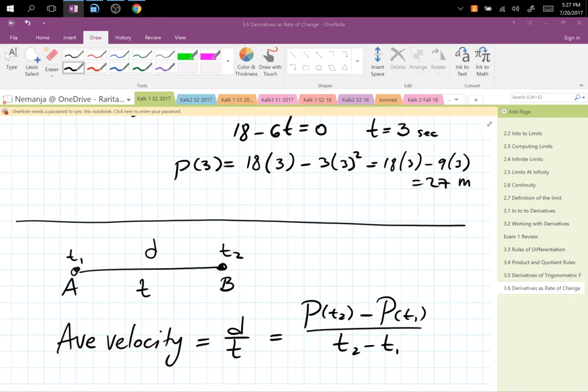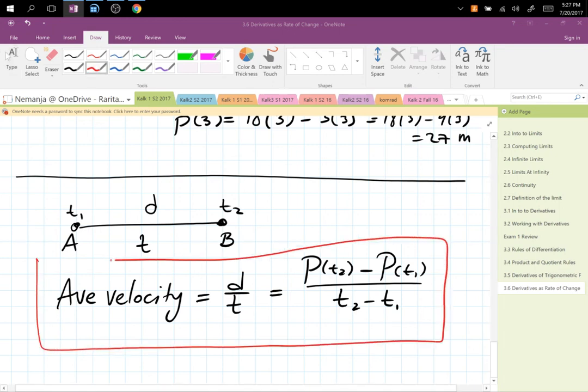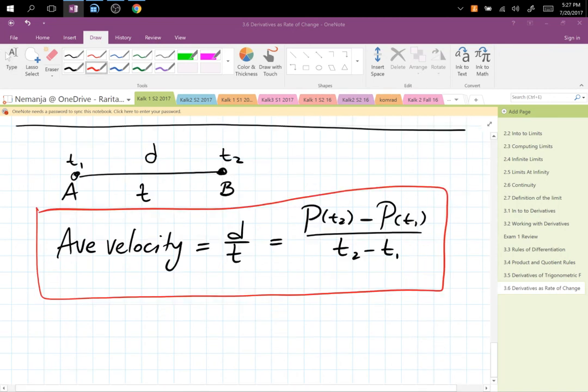So we have a way to calculate average velocity. Now, Brian, how long does it take you to get to school driving? 20 minutes. And let's say you have 15 miles, so the distance is equal to 15 miles.